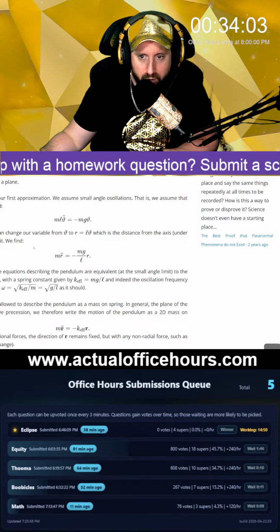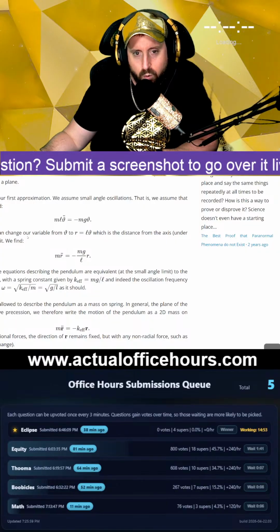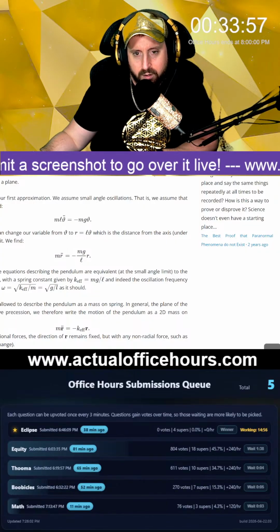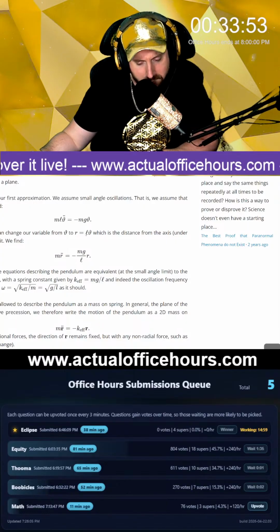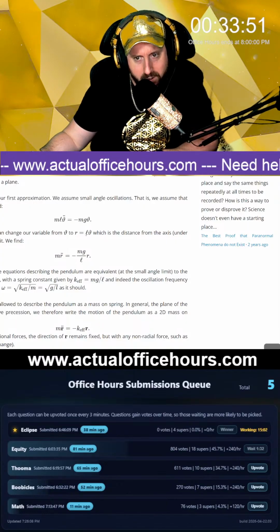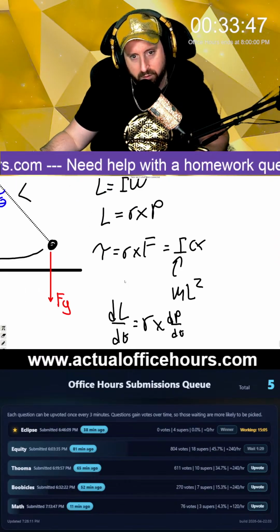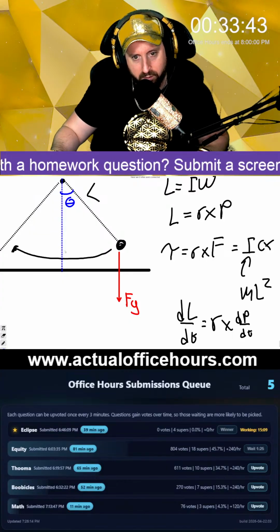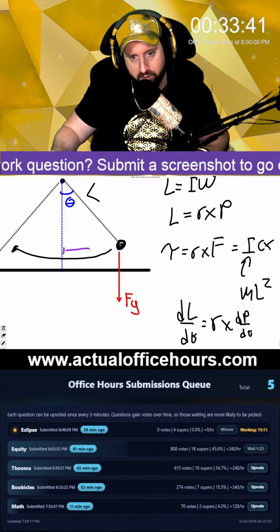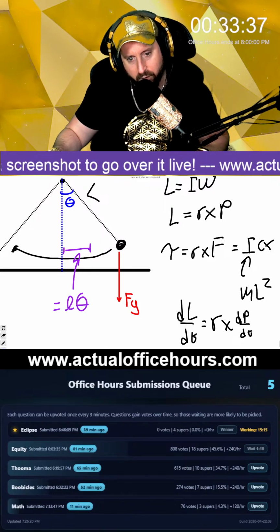Like, where'd they get R from? Okay, so they say instead of theta, we can change our variable from theta to R is equal to L theta. Okay. Which measures the distance from the axis. Okay. In the small angle limit. So they're also saying that this distance right here is equal to L theta. And they're going to say that's equal to R.